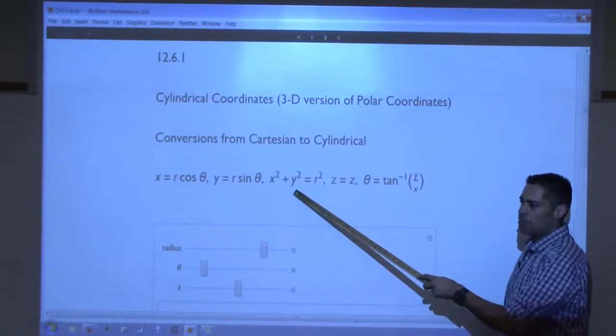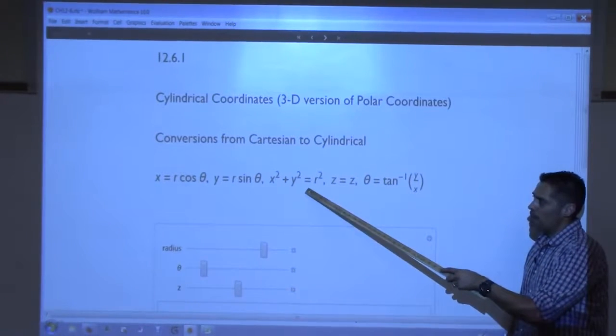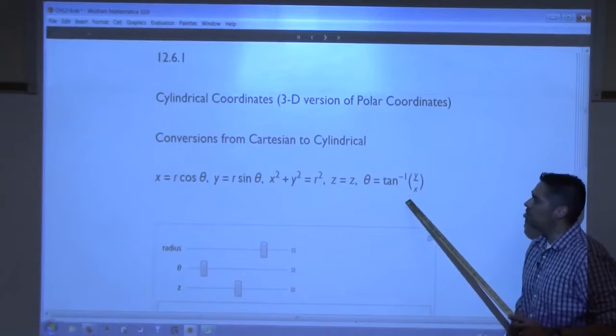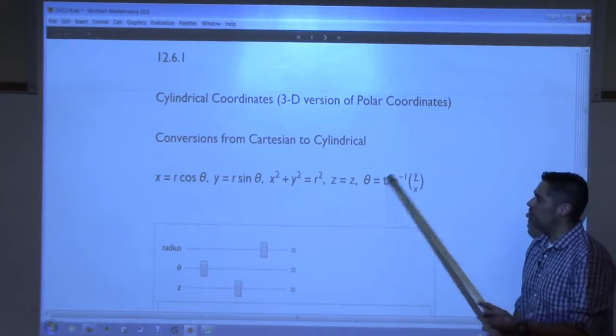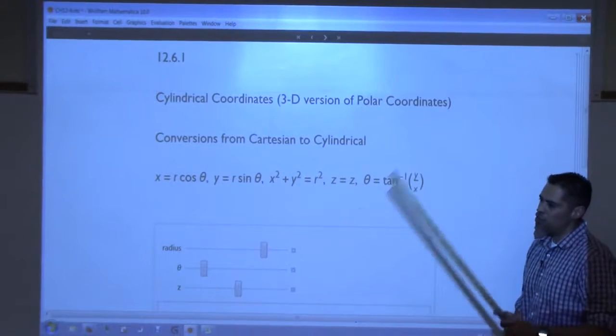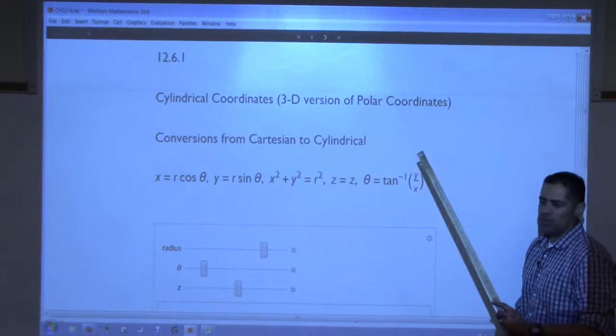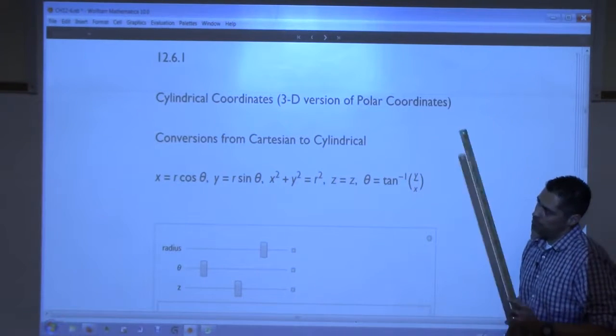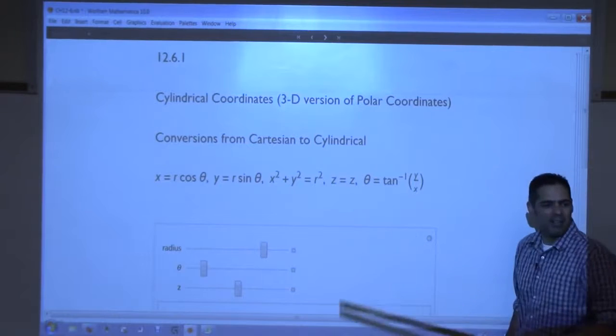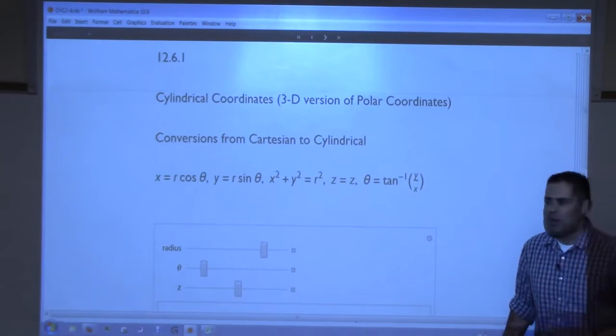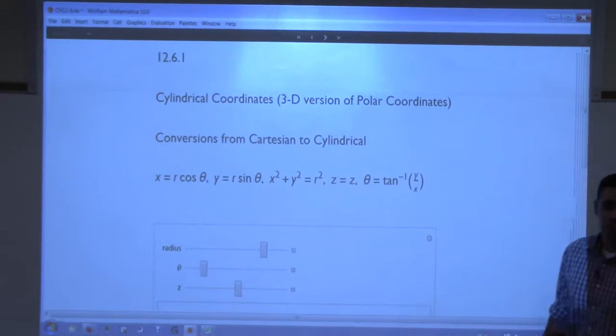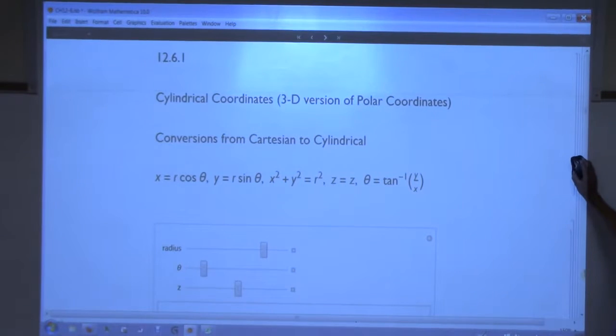Still a relationship, x squared plus y squared equals r squared. Theta equals arctan of y over x is still valid. The only change with cylindrical and polar is that we have a z to deal with now, right? And all we do is let z be z. So we actually don't change z at all. So let me show you.